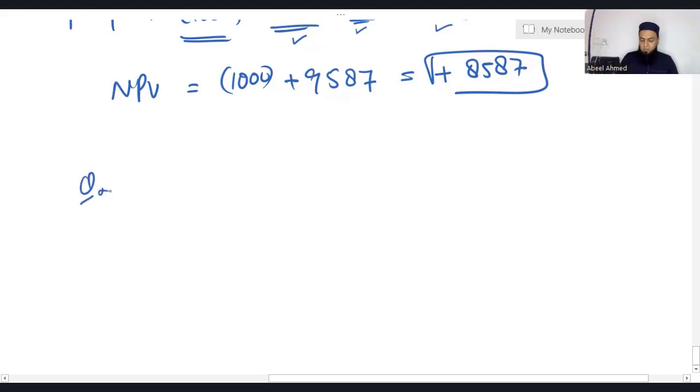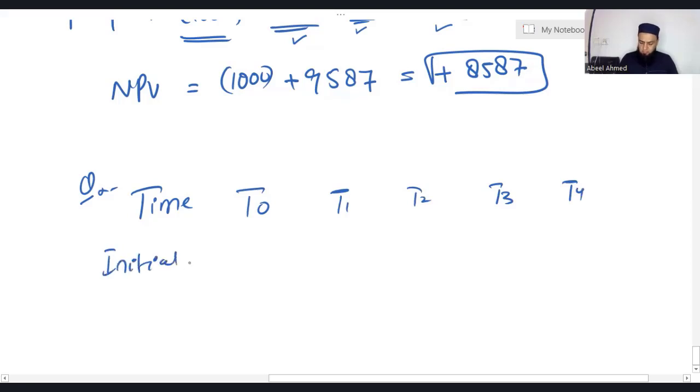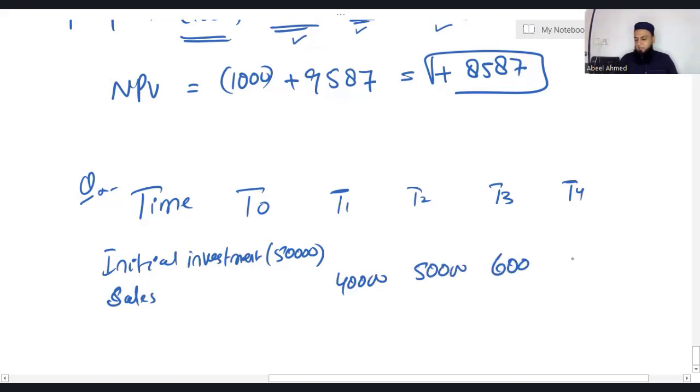Let's see another example, I would say, rather than a question. T0, T1, T2, T3, and let's take T4 this time also. Initial investment, just an example. Assuming the initial investment is 50,000, we know that initial investment comes at time 0. Now let's talk about the cash flows. Sales, I'm assuming the sale is 40,000. Then I have a sale of 50,000, 60,000, and let's make it 65,000.